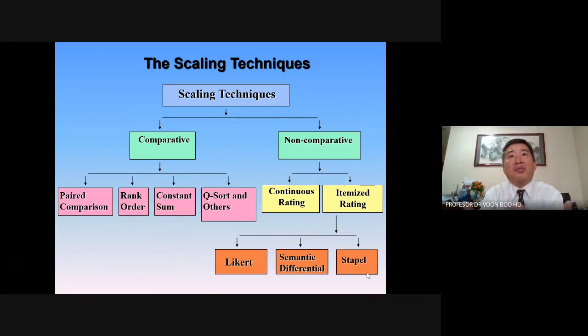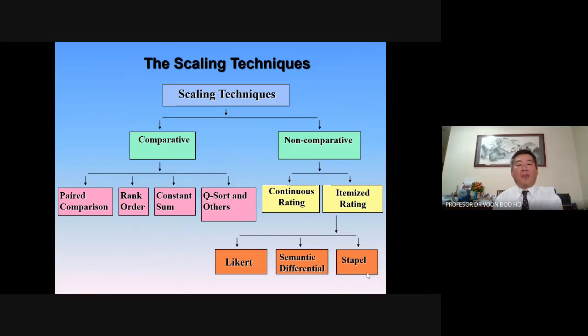For instance, in order to measure the performance or the preference, you ask them to compare the objects, right? Or sometimes you don't ask them to compare, just ask them to carry out the measurement based on that particular object or based on that particular situation, right? So that kind of technique is called a non-comparative technique, right?